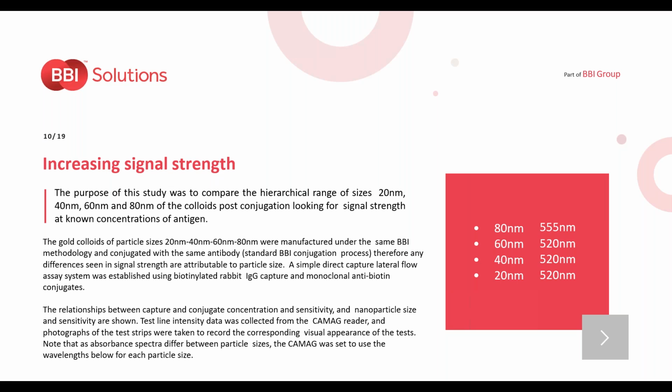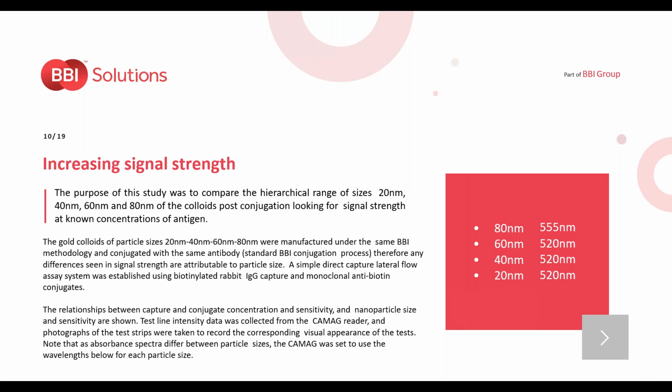So we took our gold particles 20, 40, 60 and 80. And as Chris said earlier, we're really clear about making sure that these are very distinct sizes. We conjugated them using our standard methodology with the same antibody, which was a monoclonal anti-biotin IgG antibody, and we produced 4 gold conjugates. We put these into a very simple direct lateral flow test with biotinylated rabbit IgG striped down, and we looked at the performance visually and with the CAMAG reader.